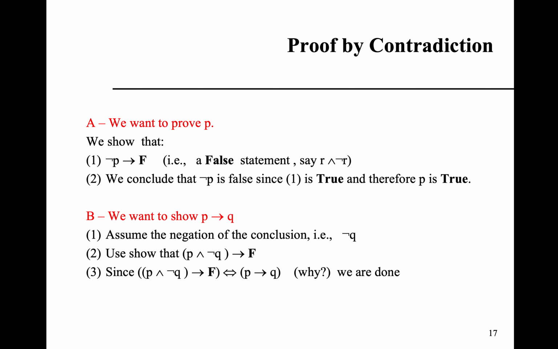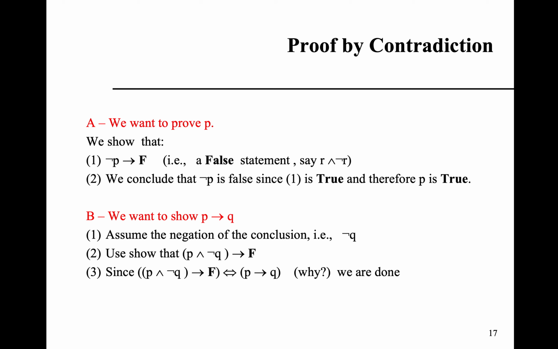So let's say we want to prove P. So we show that the negative of P is false. Essentially, it's a false statement. So once we conclude that the negation of P is false, since one is true, therefore P is true. If the negative of something is false, essentially the positive becomes true, just to make it easier.